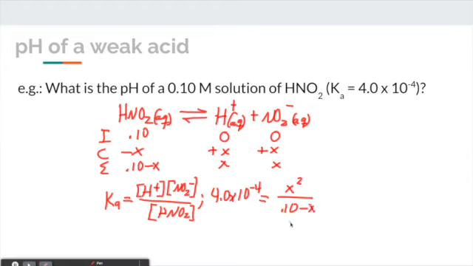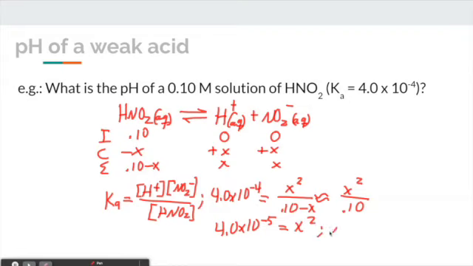It's probably pretty reasonable to make the assumption that X is going to be very small compared with 0.1, so I can drop it, which means that if that's a legit approximation, 4 times 10 to the minus 4th is approximately equal to X squared over 0.10. So now I'm just solving for X. So I will take 0.1 times 4 times 10 to the minus 4, and that just gives me 4 times 10 to the minus 5. And that would be approximately equal to X squared.